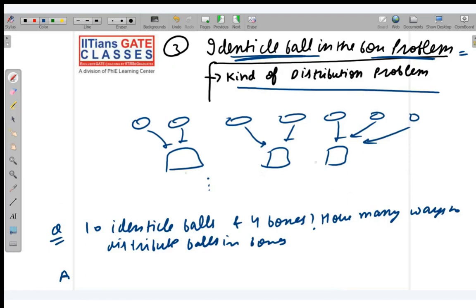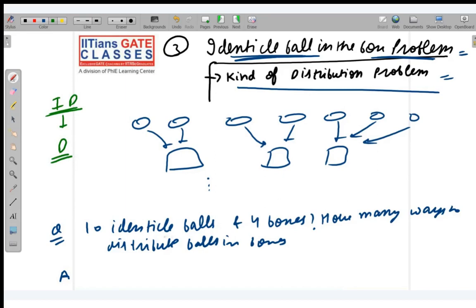We have identical balls and we have boxes, so we want to put identical balls in the boxes. That is known as the identical ball in the box problem. I am calling it a distribution problem because I am distributing these balls among the boxes. We will study distribution problems in detail, but I will tell you this: it is an identical to distinct kind of problem. We have identical balls and we want to distribute them in distinct boxes.